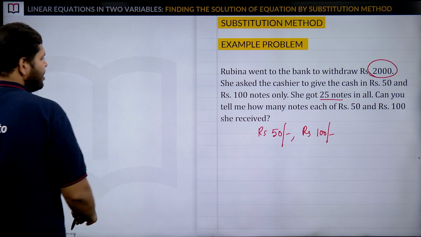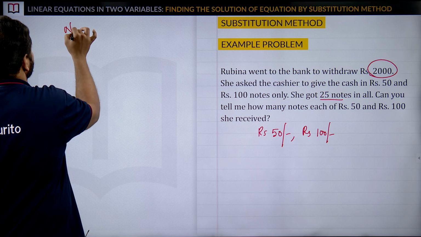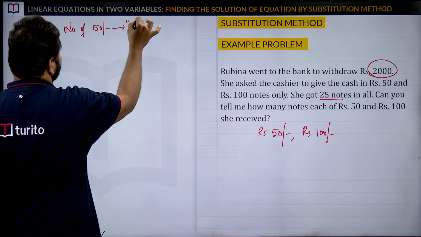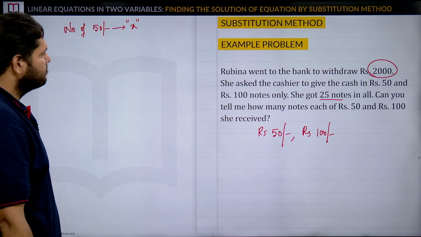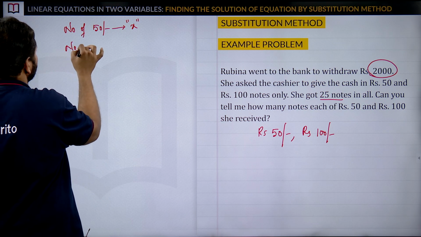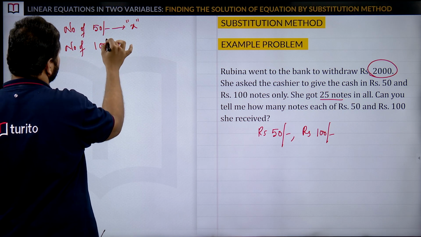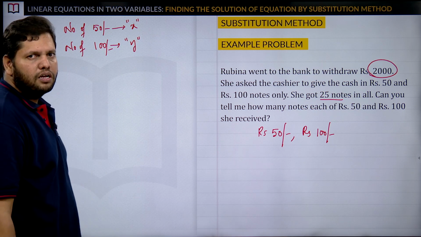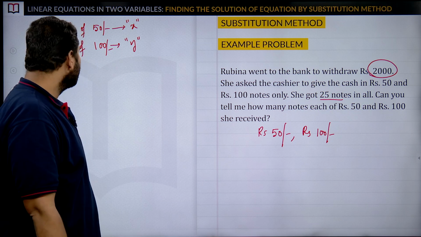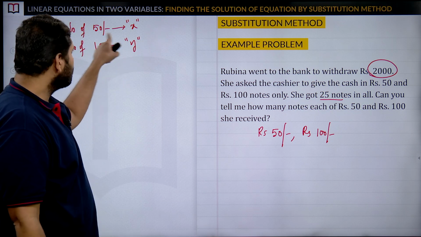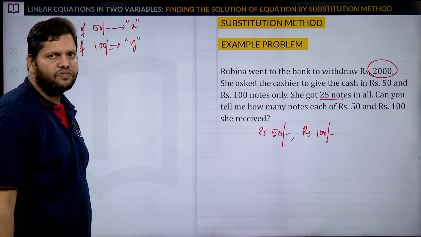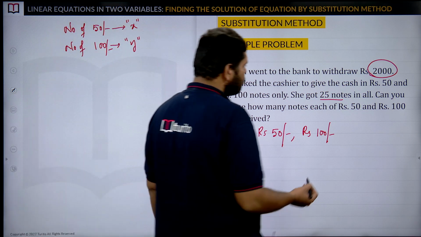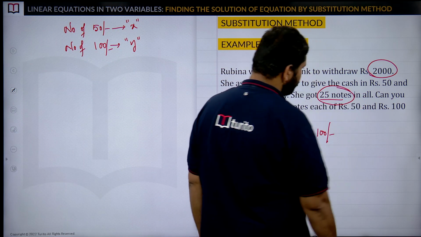Children, I will do one thing. I will take the number of 50 rupee notes as something, x. Then I am taking the number of 100 rupee notes as y. Children, I don't know the number of 50 rupee notes, I don't know the number of 100 rupee notes, so this count is x and this count is y. But already they mentioned in the question, children, she got a total of 25 notes.